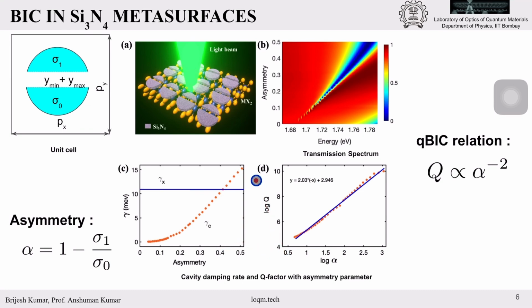Similarly, we plotted the log Q factor versus log asymmetry. The slope of this line is 2, which is consistent with the literature relation, which is for quasi-BIC, Q is directly proportional to alpha to the power minus 2. So this graph indicates that this is the quasi-BIC mode of this cavity.